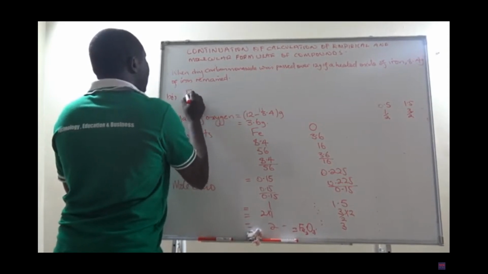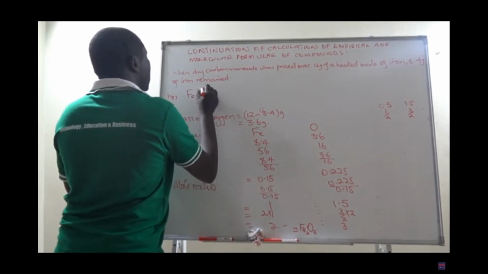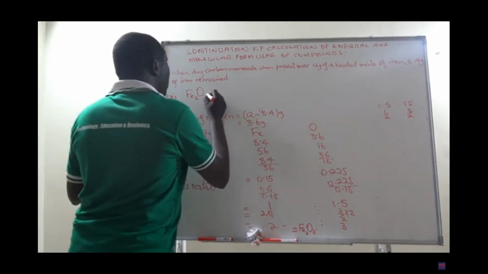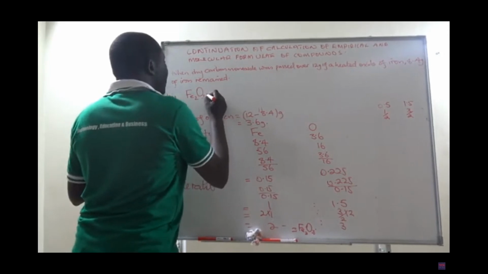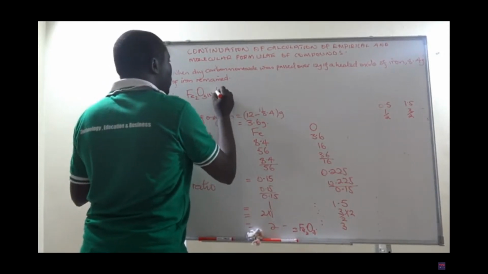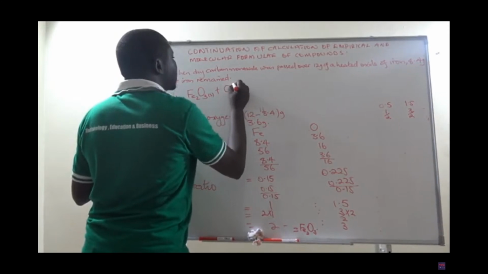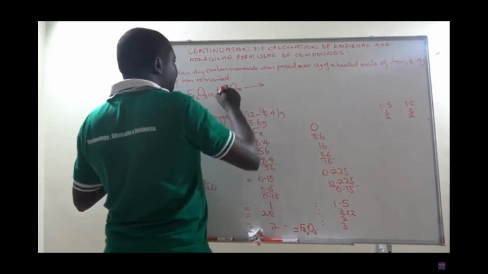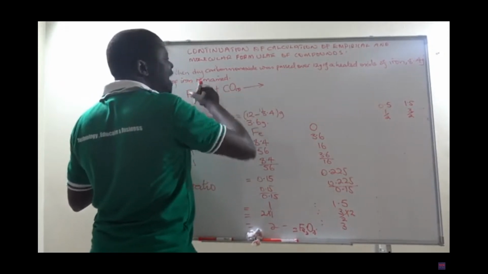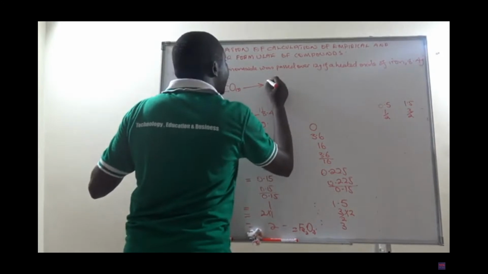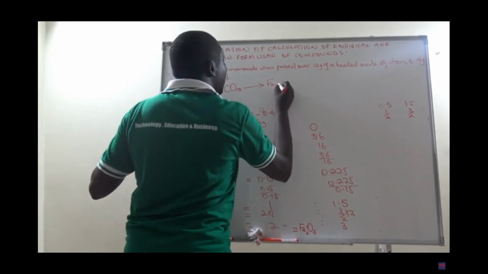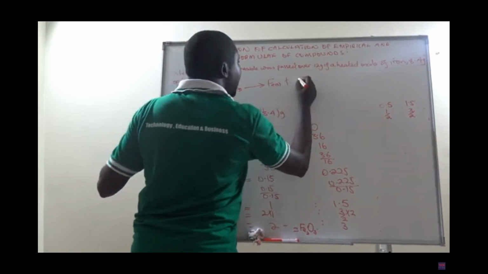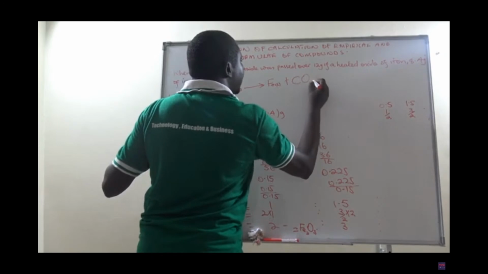So we are having Fe2O3. This compound is what we call iron 3 oxide. We are reacting heated iron 3 oxide with dry carbon monoxide gas. So what do we get in this case? The carbon monoxide will remove the oxygen atoms as a reducing agent, and we get iron remaining. As well, the carbon monoxide will be oxidized to carbon dioxide gas.